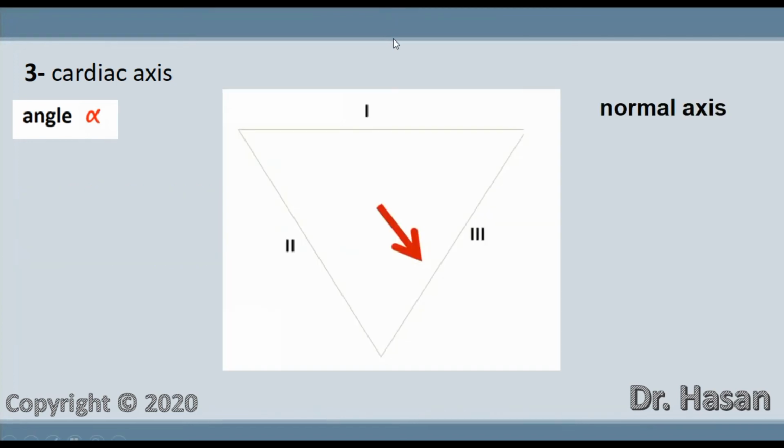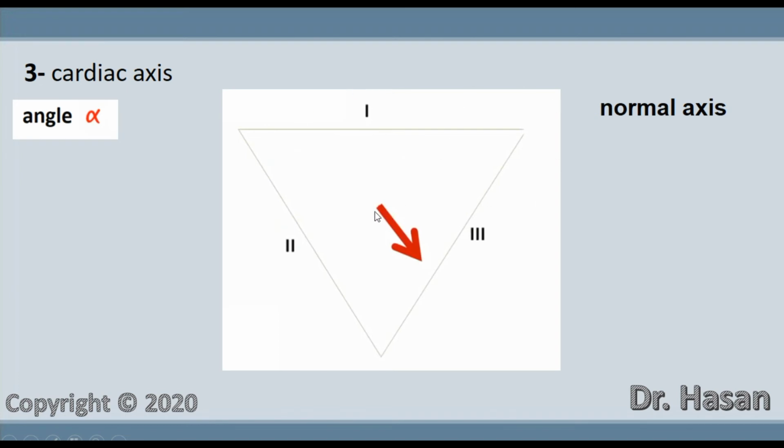Let's talk about how to determine the electrical axis of the heart on the ECG. The size of the Q, R, and S waves in standard leads largely depends on the location of the cardiac axis. In order to understand how cardiac axis affects their value, we return to the Einthoven triangle.